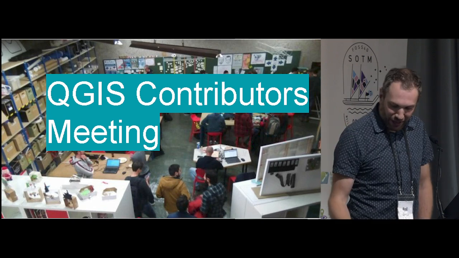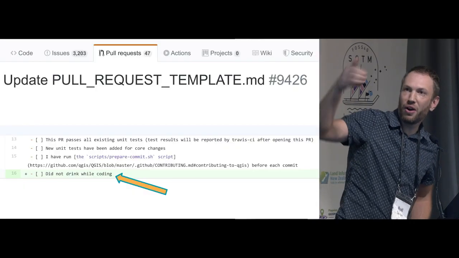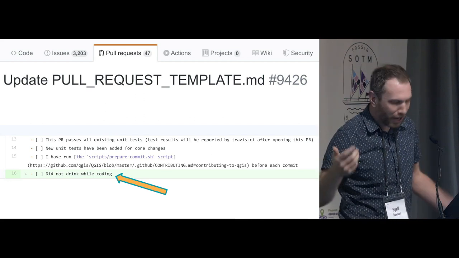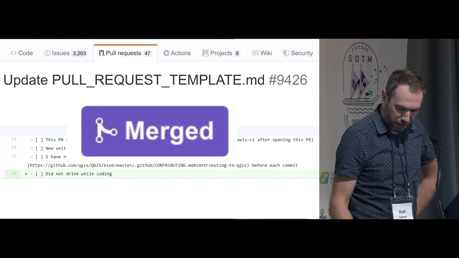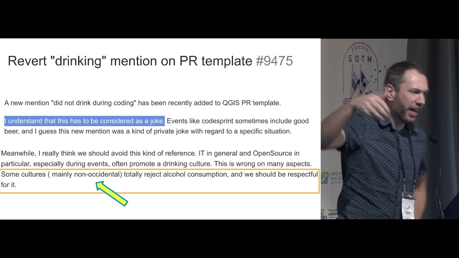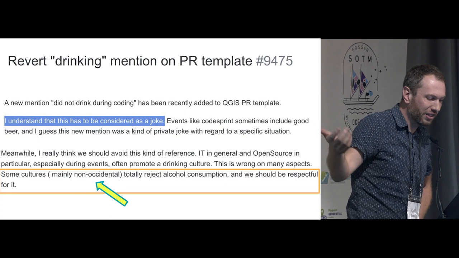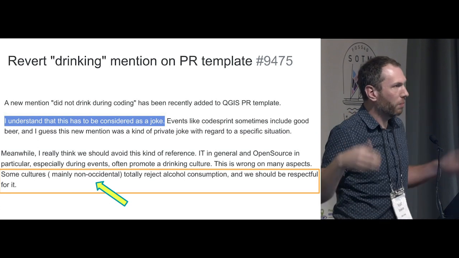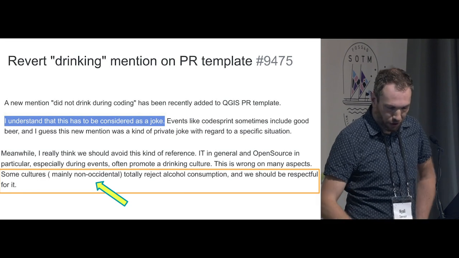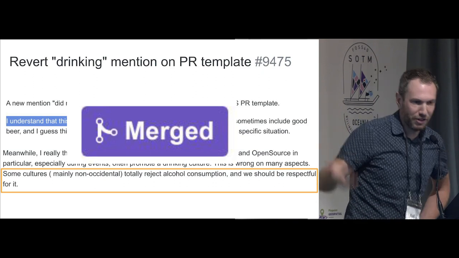Anyway, lots of fun. Midway through, this pull request came in to update the pull request template on GitHub to add that line. You can imagine the background of what was happening over there at the time. It got merged, right? About a couple of days later, this pull request came in to say, hey, hang on a sec, let's think about this. Some cultures totally reject alcohol consumption and we should be respectful of that. What message are we portraying by adding that to our public image? And that one got merged. So, resolved. There was discussion all on those pages.